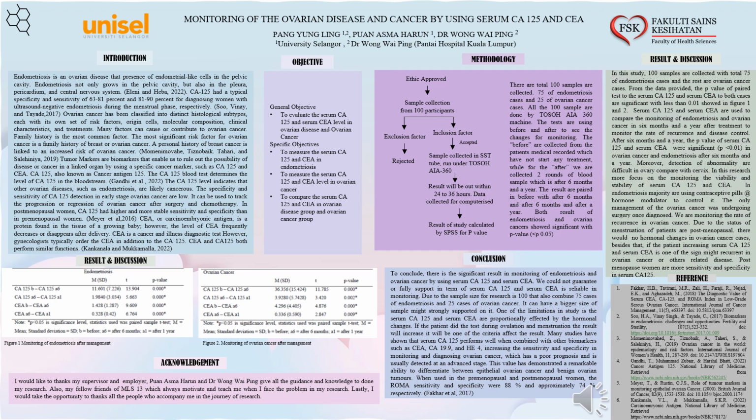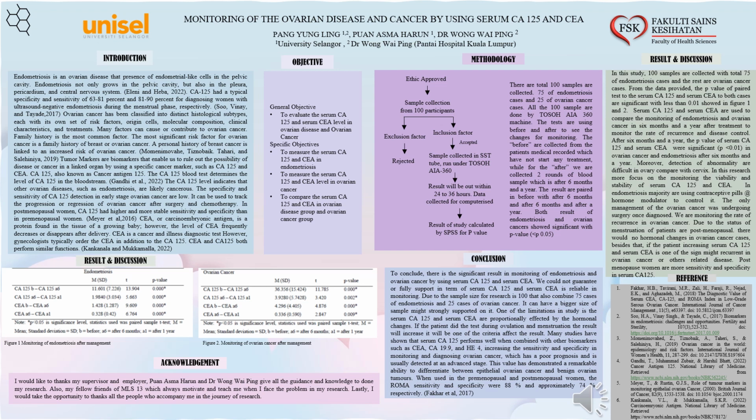Ovarian cancer has been classified into distinct histological subtypes, each with its own set of risk factors, cell of origin, molecular composition, clinical characteristics, and treatment. Many factors can cause or contribute to ovarian cancer. Family history is the most common type. The most significant risk factor of ovarian cancer is the family history of breast and ovarian cancer. A personal history of breast cancer is linked to an increase of ovarian cancer.